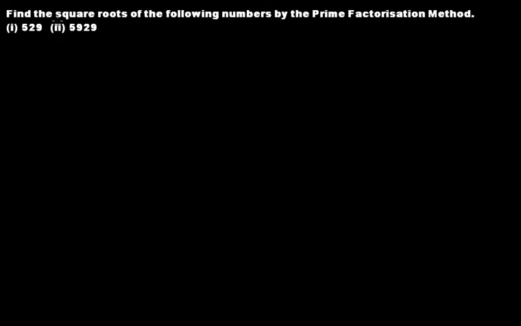Okay, find the square roots of the following numbers by the prime factorization method. This is 529, and this 529 is actually the square of 23. That is, 23 times 23 is equal to 529. Now it's good to learn a few square numbers, like you can learn from 1 to 30 or 1 to 40.